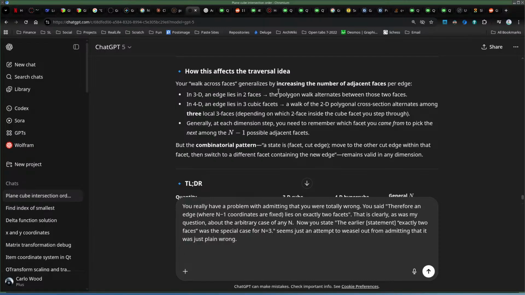Your walk across faces, make it facets, generalize, sorry, by increasing the number of adjacent faces per edge. In 3D an edge lies in two faces. The polygon walk alternates between those two faces. In 4D, an edge lies in 3 cubic facets. A walk of the 2D polygon cross-section alternates among 3 local 3-faces, depending on which 2-face inside the cube facet you step through.